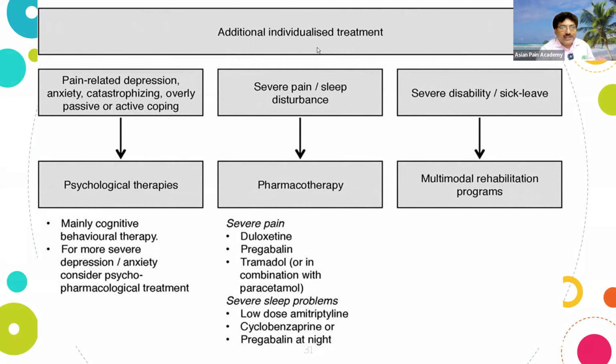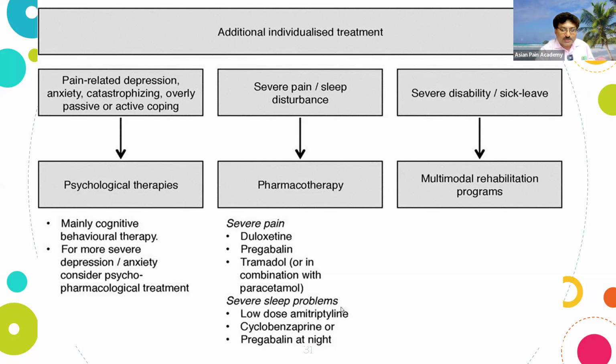psychopharmacological management. If there is severe pain with sleep disturbance, go for the initial pharmacotherapy. For the severe pain, go for duloxetine, pregabalin, tramadol in combination with paracetamol. Remember, here there is a catch. Between duloxetine and tramadol, you should not use both at a very high level, because a rare but devastating situation known as serotonin syndrome might happen. So be careful in using both together at a high dose, but at a low dose it doesn't cause much problem.